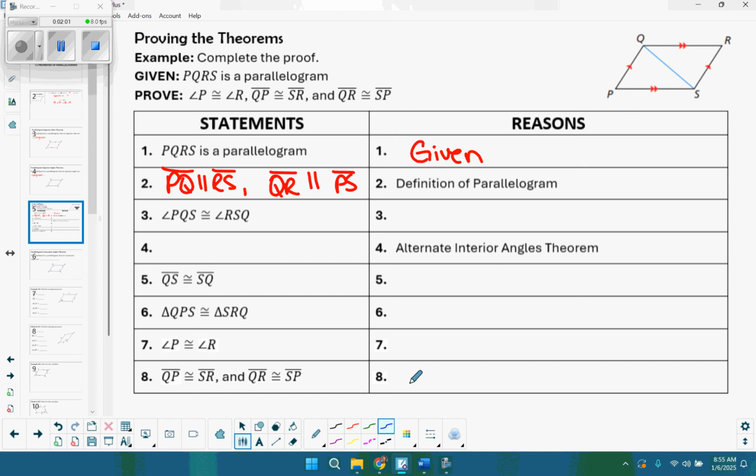Now to say that angle PQS, which was here, is congruent to angle RSQ, which was here, that's because we had parallel lines like these. So those are alternate interior angles. We'll use the alternate interior angle theorem. And then we're going to use the alternate interior angle theorem again. So if I used these lines instead, I can get these corners. So that would be angle RQS, which is congruent to angle PSQ.